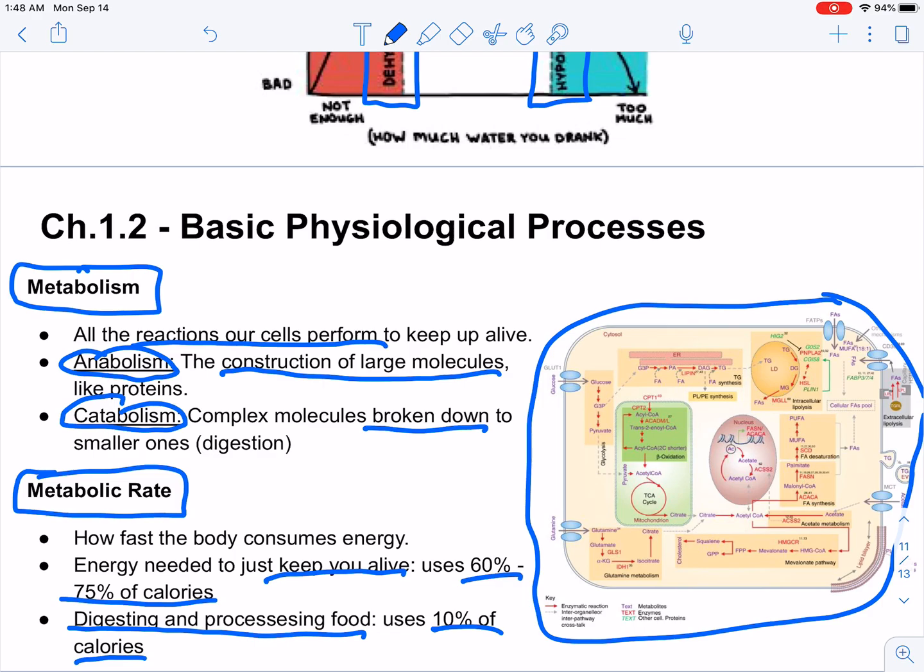Your book makes a good point about how people who go on these starvation diets, which are extremely unhealthy for a variety of reasons, but one reason why they won't be effective is because by not eating, you're then not using that 10% of those calories. And so it counteracts any weight loss that might occur with that.